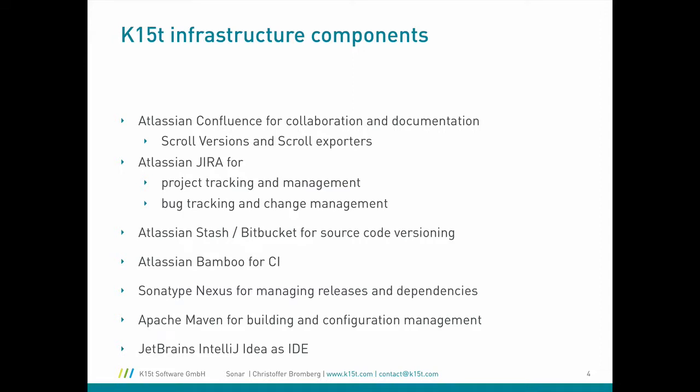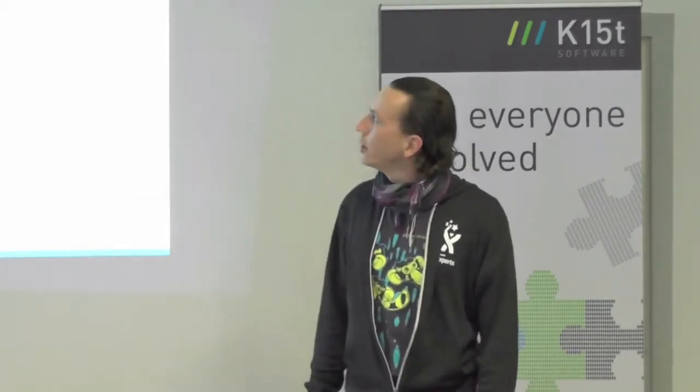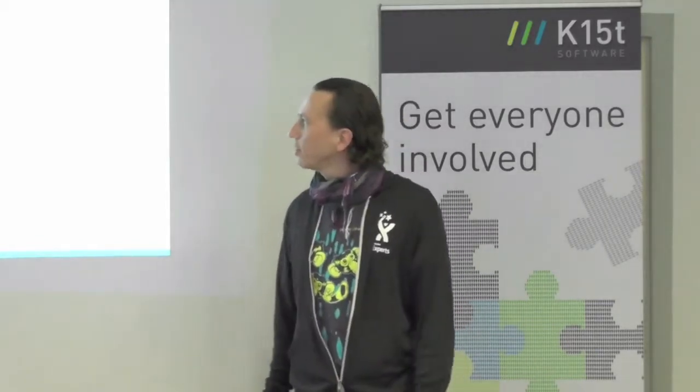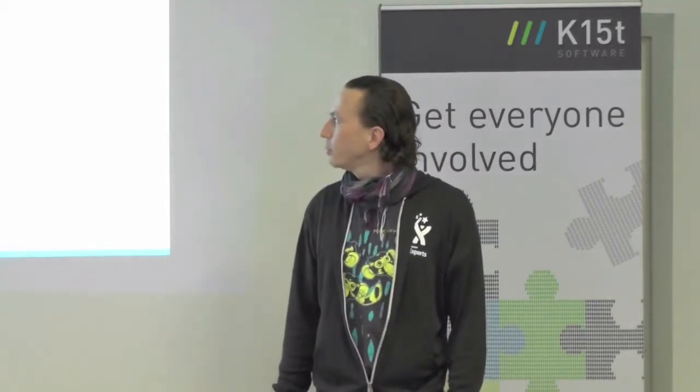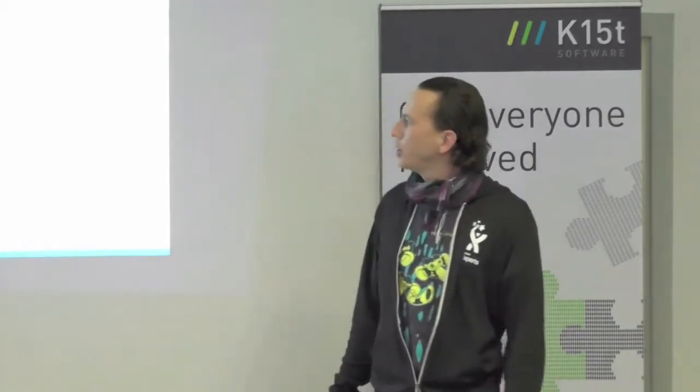At first I wanted to look at the existing K15t infrastructure that we use to develop our projects. We have, of course, many of the Atlassian tools. We use Confluence and our own Scroll Versions and Scroll Exporters for writing documentation and collaborating on documents. We're using Atlassian Jira for project tracking and management, for bug tracking. And we have Atlassian Stash and Bitbucket for source code versioning. We also introduced Atlassian Bamboo for continuous integration. And we have our own Sonatype Nexus repository for managing releases and dependencies.